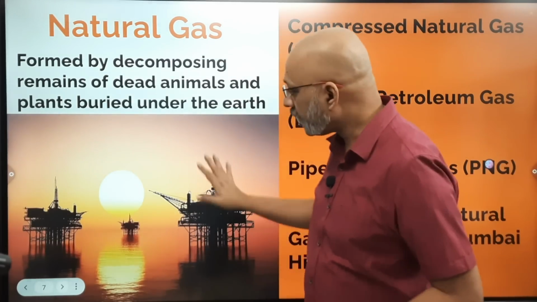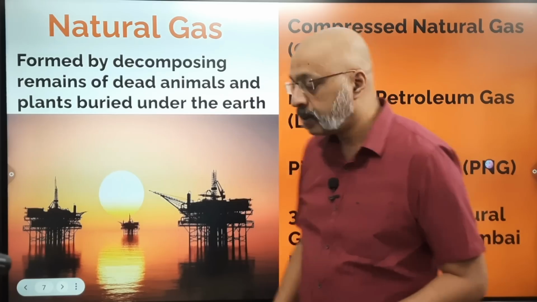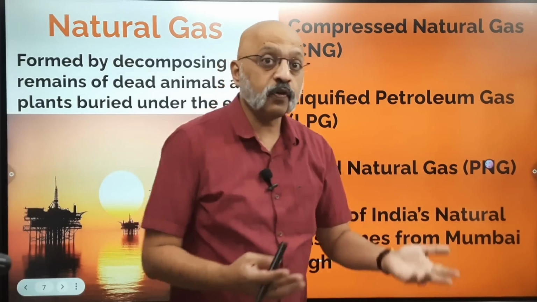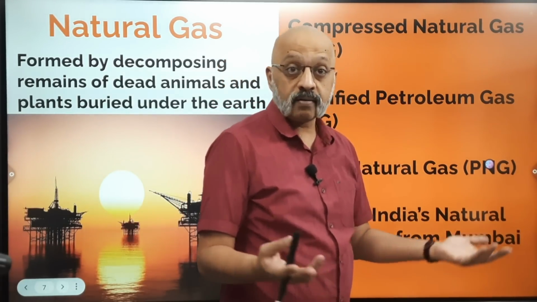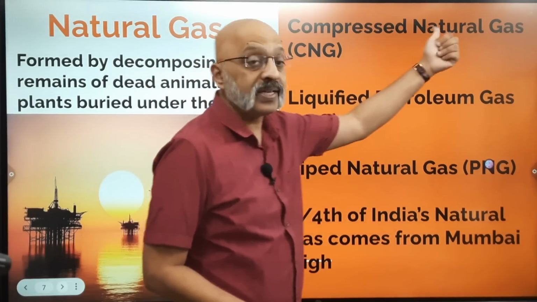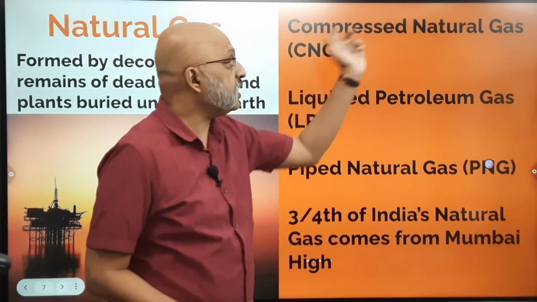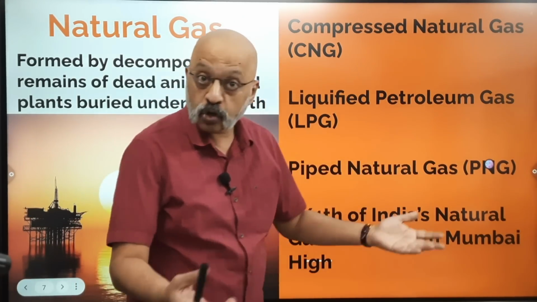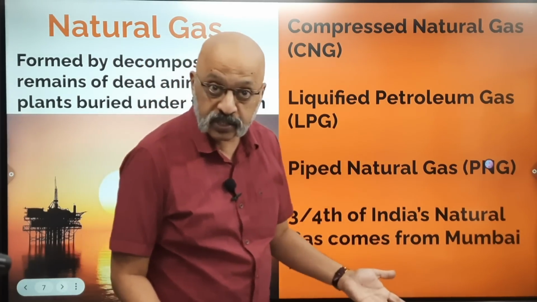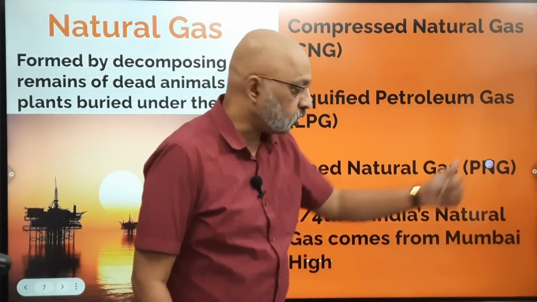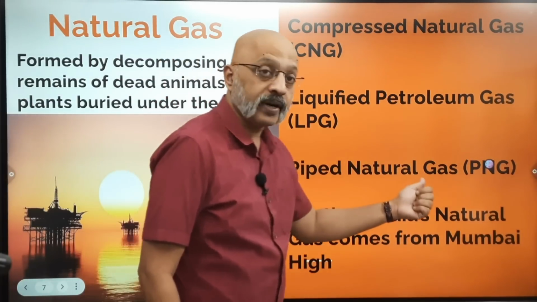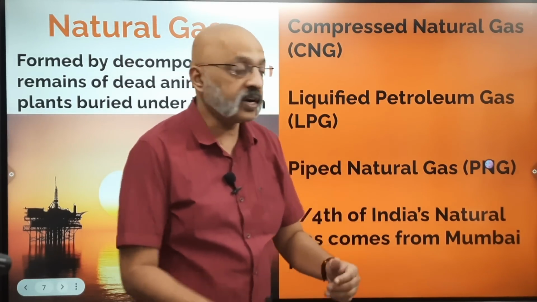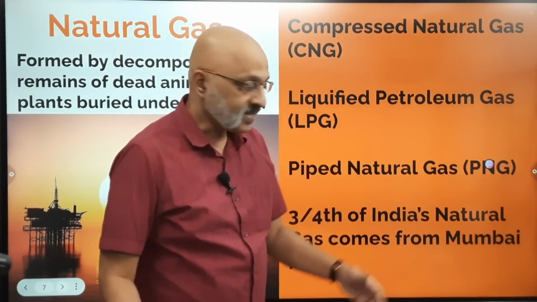Then this is another one of the oil fields, just to give you an idea. You have compressed natural gas. All vehicles, for instance, including public transport in Delhi, run on CNG, which is compressed natural gas. Please know these expanded forms. Then there is liquefied petroleum gas, which is your cooking gas, LPG. We say LPG cylinder, liquefied petroleum gas. Then there is piped natural gas, PNG, when the gas comes to your cooking gas straight away without having to go through a cylinder.